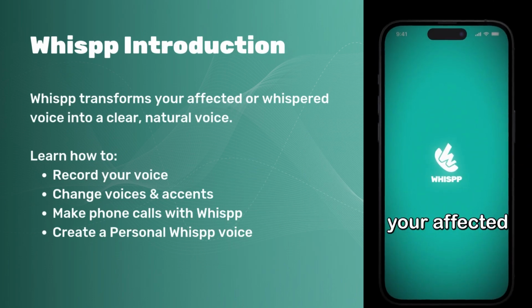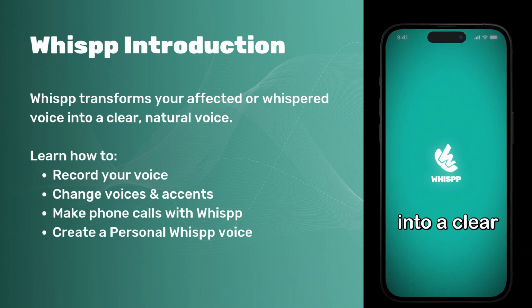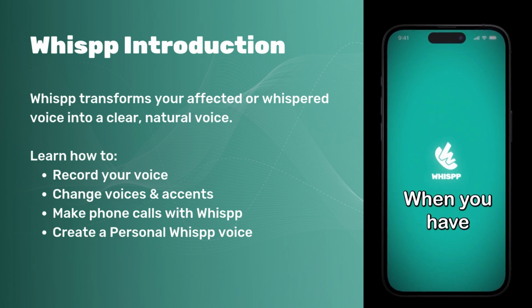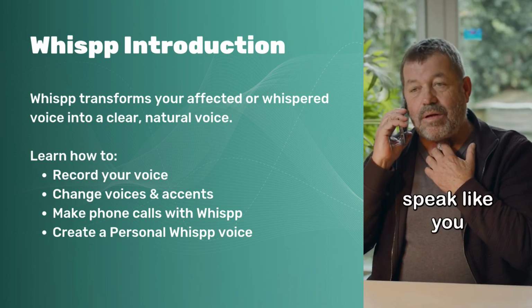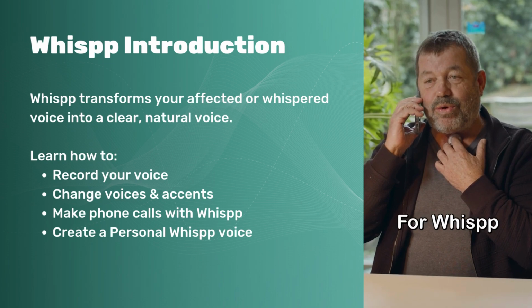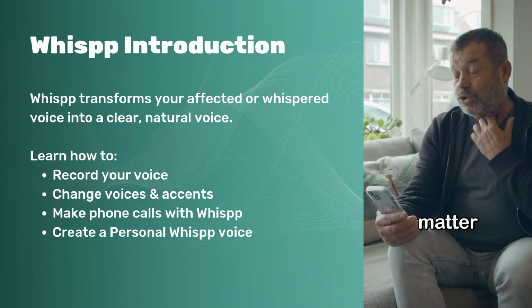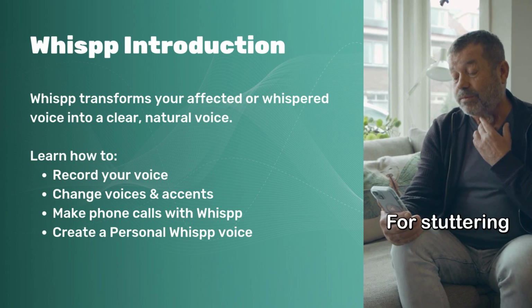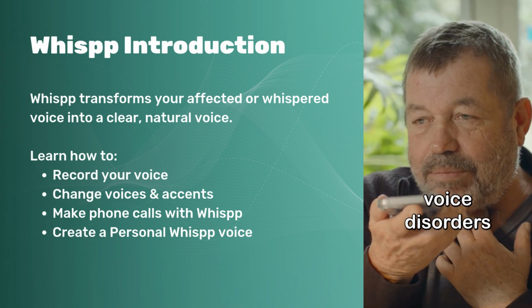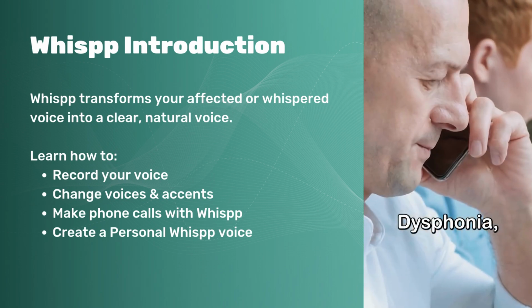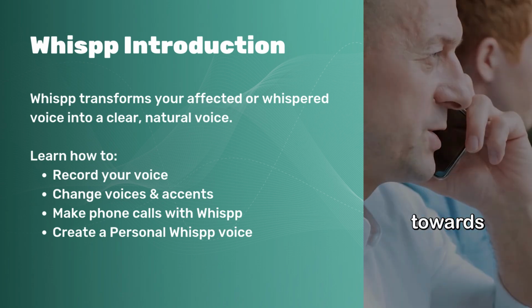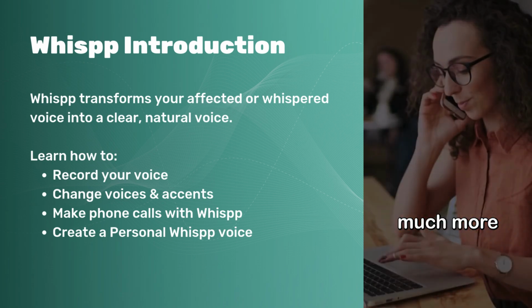Whisp turns your affected or whispered voice into a clear and natural voice. When you have an affected voice, speak like you usually do. For Whisp, your articulation quality should be good enough, but it doesn't matter how your voice sounds. For stuttering and certain voice disorders like spasmodic dysphonia, deliberately steering the voice towards whispering makes you speak much more relaxed.